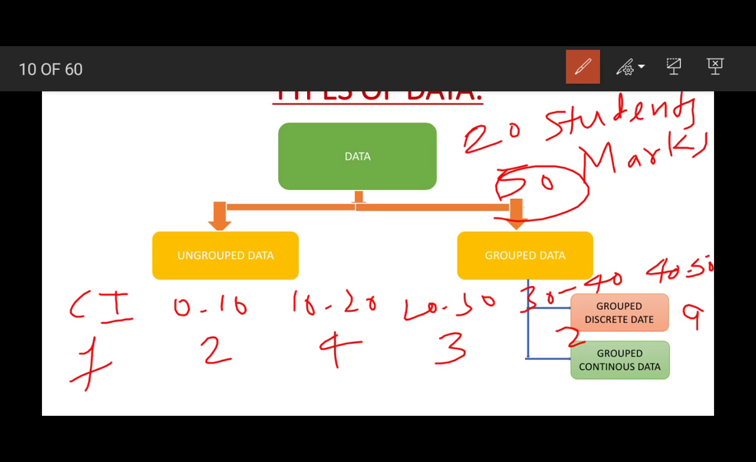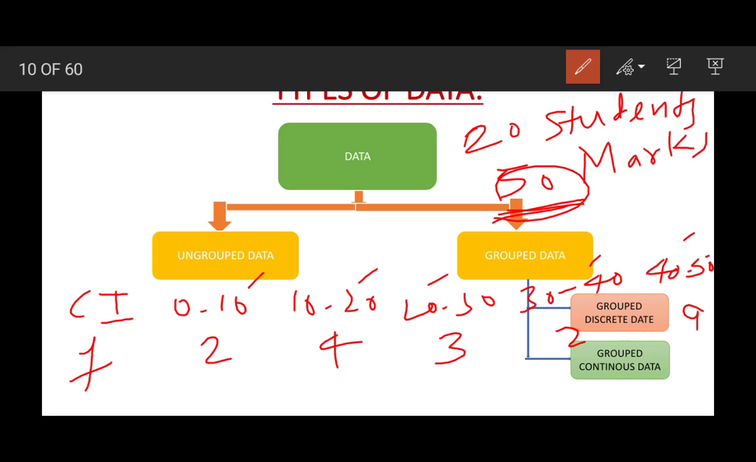So what I will do, I will divide this 50 marks into intervals. Here I am dividing 50 as 0 to 10 interval, then 10 to 20, then 20 to 30, then 30 to 40, and 40 to 50. Okay, I am dividing these 50 marks in intervals of 10.